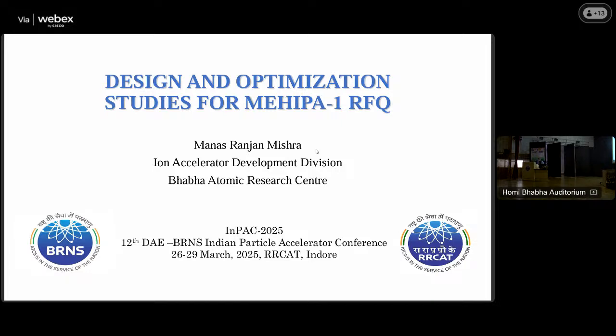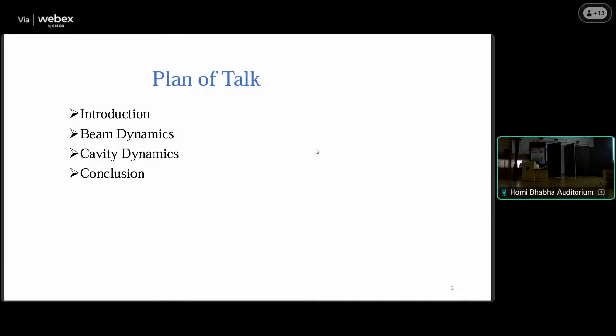I will be presenting the design and optimization studies for the MEHPA-1 RFQ that we have done. This is the plan of the talk. I will start with a basic introduction, then specify the design specification requirements of the MEHPA-1 RFQ. Then I will move to beam dynamics and cavity dynamics, and finally conclude.